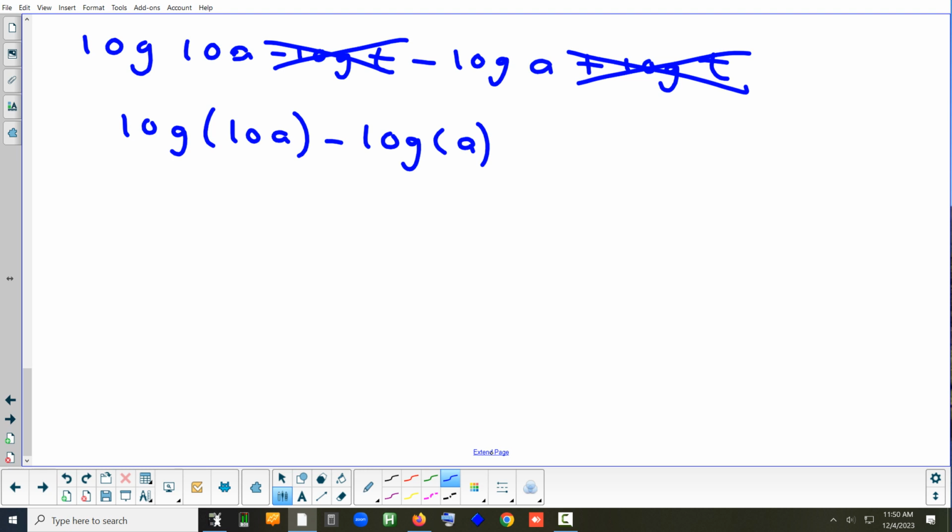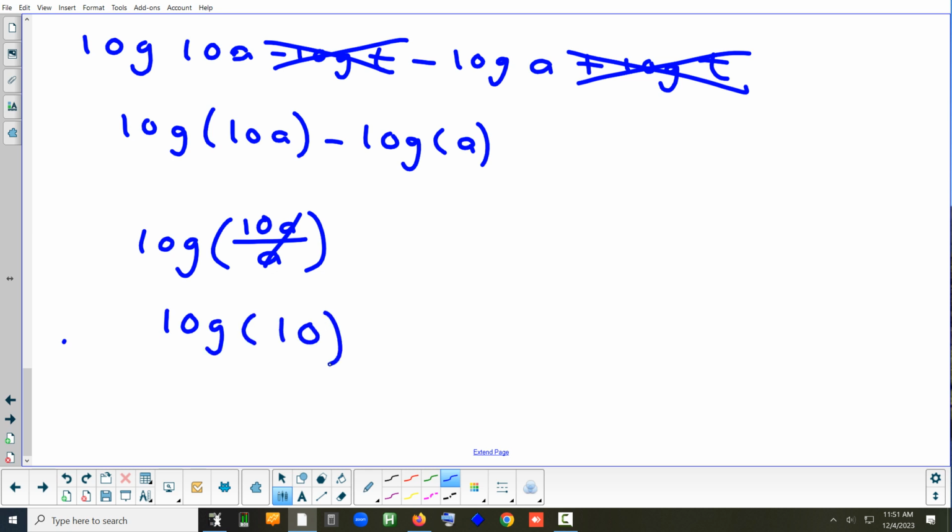Can we make it a fraction? Yes, let's put that back together now. When you put that back together, it's subtraction. How does subtraction recombine? It recombines as a fraction. So log 10A over A. Now what's going to happen there? The A's cancel out.